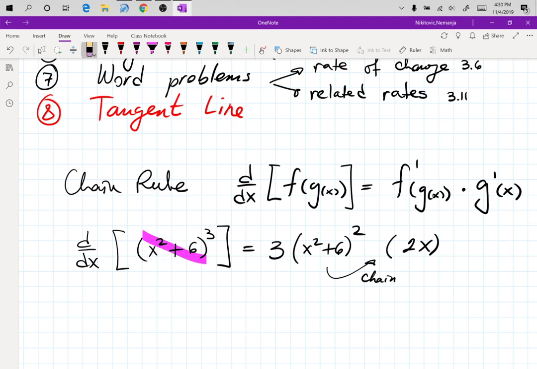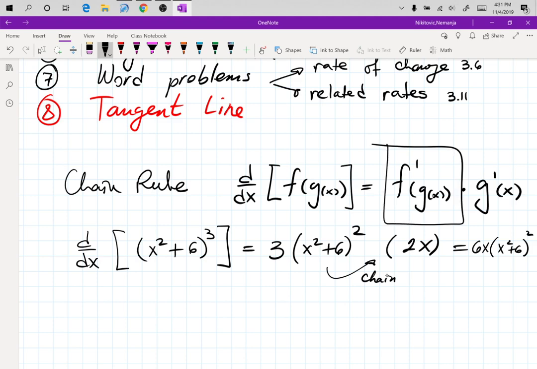And now I have this as 6x times (x squared plus 6) squared. So technically x cubed is f of x, and x squared plus 6 is g of x, and then you multiply, because you are multiplying the outer and the inner functions. You just did 3 times 2x.